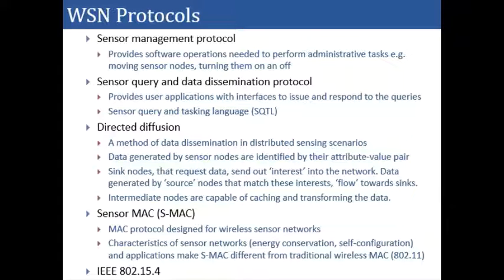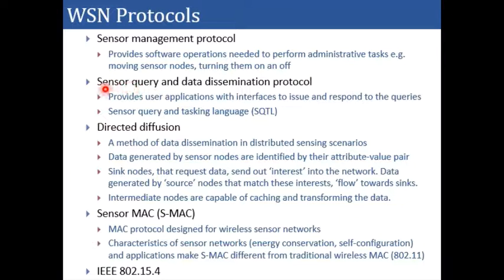So in this video, we will talk about various wireless sensor network protocols. So we'll see what are the various protocols we are using in case of wireless sensor network. So first protocol is the sensor management protocol. It provides the software operations needed to perform administrative tasks such as moving sensor nodes, turning them on and off. So sensor management protocol is very important to carry out the various administrative tasks required in case of wireless sensor node.